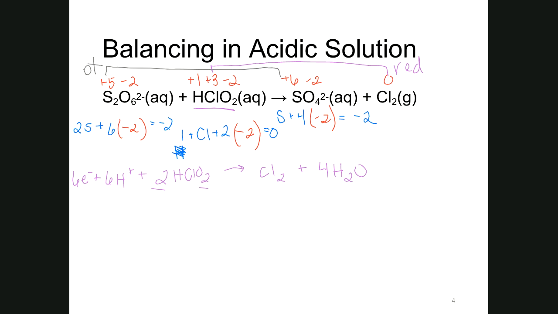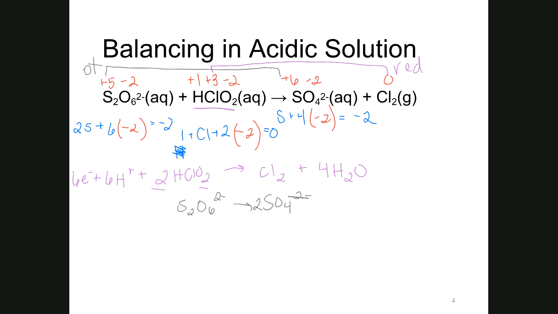So let's take a look at our next portion in the gray, our oxidized. So we're going to do S2O6 2- converting into SO4 2-. And so we're going to go through our steps again. Our first step was to balance elements other than hydrogen and oxygen. So that would be our sulfur. In order to balance our sulfur, we're going to put a 2 on the right side, and now we have 2 sulfurs on both sides.